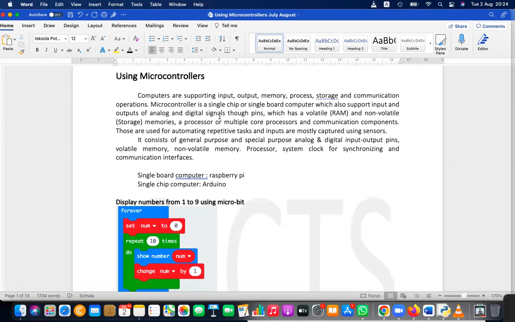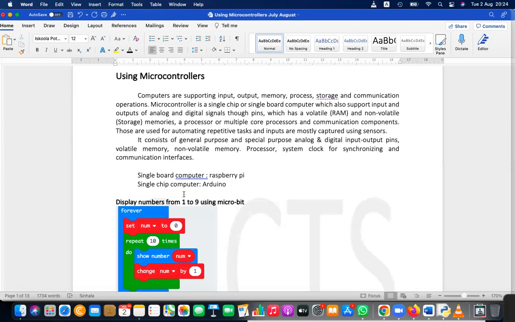Maybe light changes, maybe sound changes, motion changes. It can be a timer, time change, or it can be manual inputs by people. So that can also be taken, not just sensors, manual inputs through the switches can also be taken. So those are the microcontrollers.